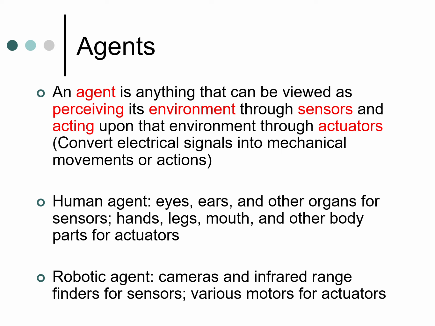There are two types of agents. One is a human agent and the next one is a robotic agent. Both these agents have sensors and actuators. Depending on the sensing activities by the sensor, the actuators will perform actions or mechanical movements in that agent. In a human agent, eyes, ears and other parts of the human body act as sensors. Depending on this, hands, legs, mouth and some other parts of the body act as actuators. In robotic agents, cameras and infrared range finders act as sensors and various motors present in the robot act as actuators.